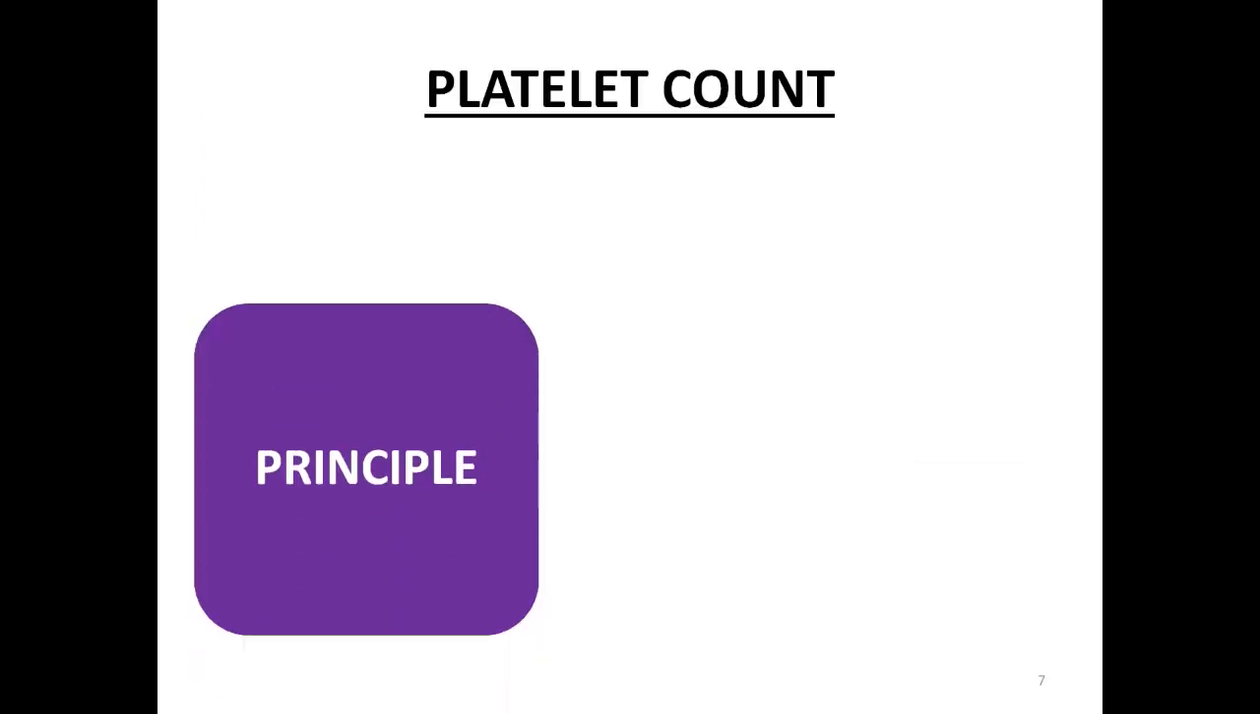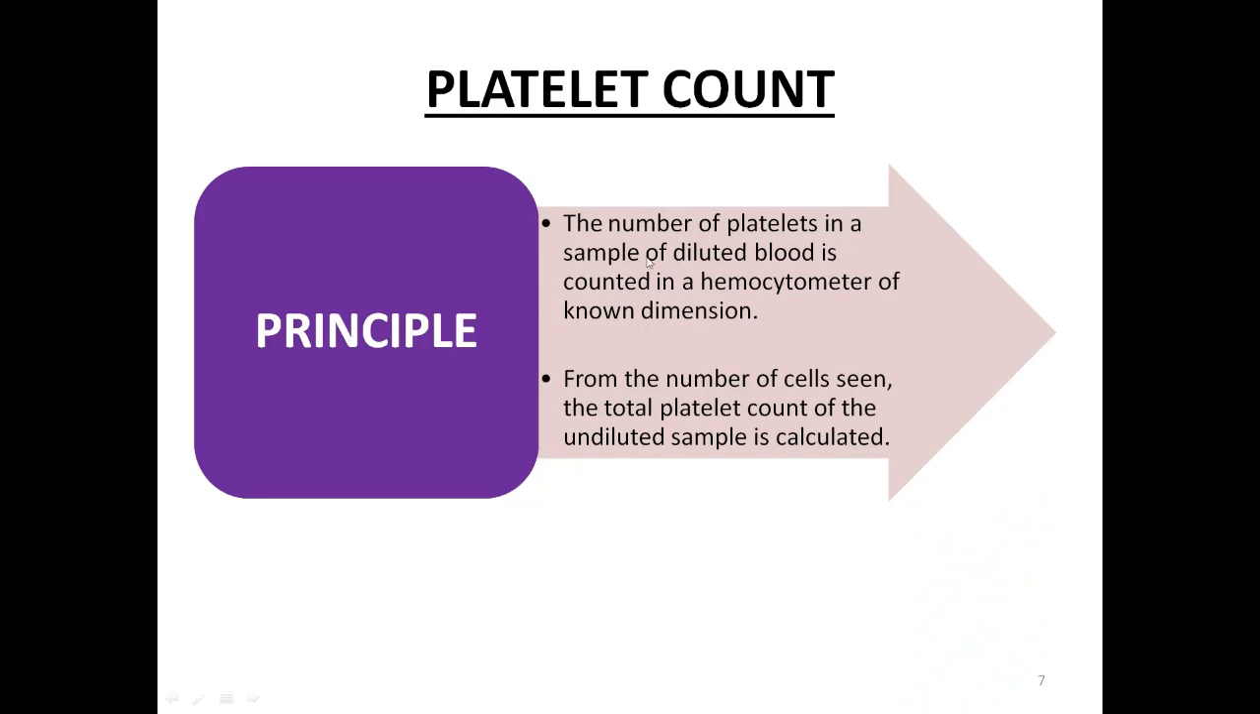Now, principle of platelet count. The number of platelets in a sample of diluted blood is counted in a hemocytometer of known dimension. What we understand by this line is that we take a sample of blood and dilute it with the diluting fluid. So, a sample of diluted blood.